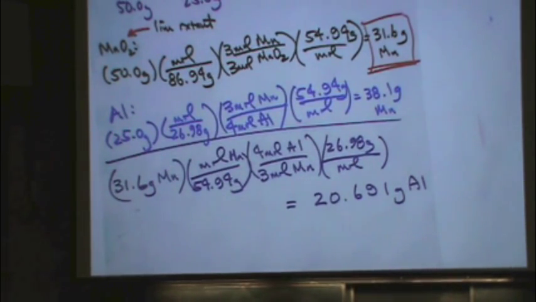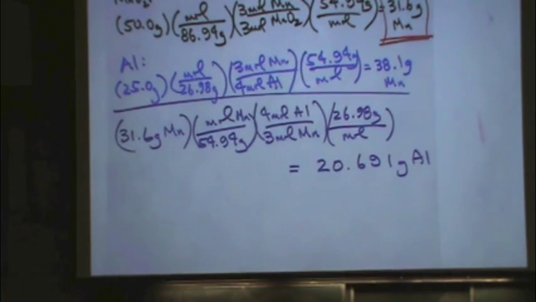Okay, let's think about this number first. Is this the kind of number we expected? Yeah, because it's less than 25. So we're cool with that. That's how much aluminum actually reacted. Not 25, but 20.6 blah, blah, blah. That's how much reacted. So you can see we're going to have about 4 grams left over.